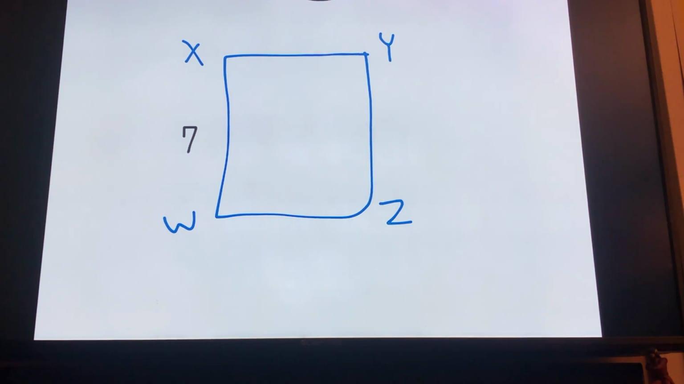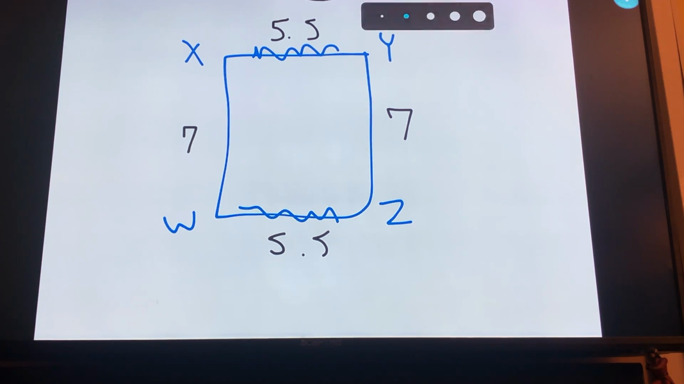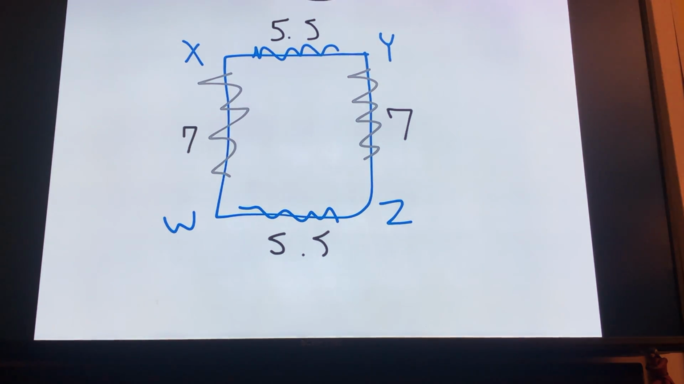If the bottom is 5.5, the top has to be 5.5. If the side is 7, this side has to be 7. Because these are parallel, and these are parallel. And guess what? These lines right here are parallel, so they're the same. So the left equals the right, and the top equals the bottom.